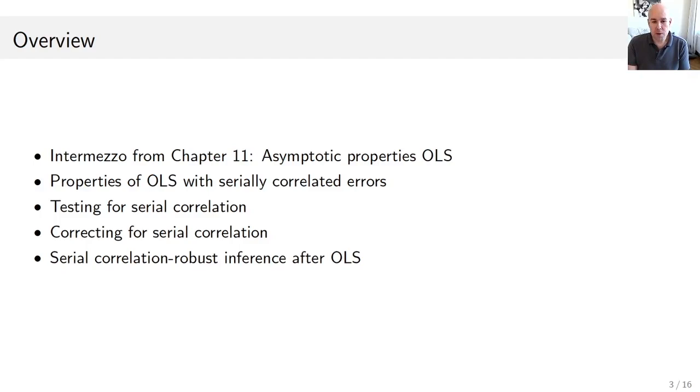Thereafter, we're going to talk about testing for serial correlation. After that, we talk about one way in which we can correct for serial correlation in order to obtain efficient estimates. And in the very end, we talk about serial correlation robust inference after OLS.